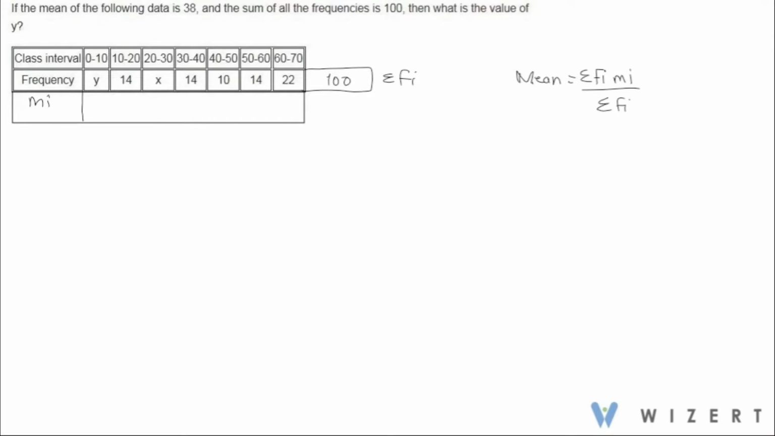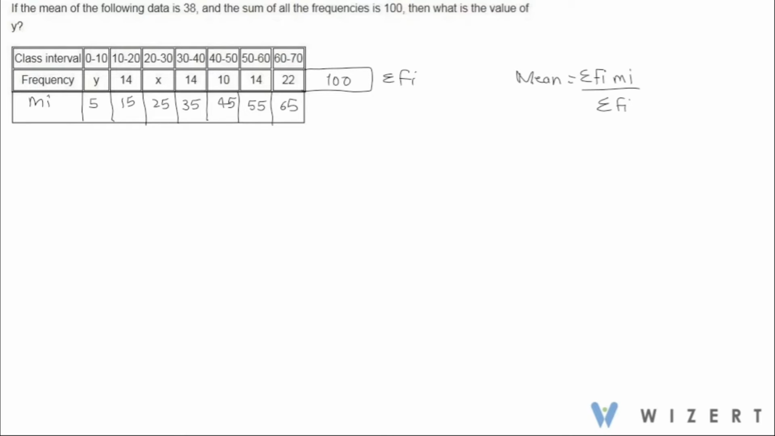The class mark for the first will be 0 plus 10 by 2, which is 5. 10 plus 20 by 2, which is 15. Next is 25. Next is 35. Then we have 45. Then 55 and then 65. These are the class marks of each class.